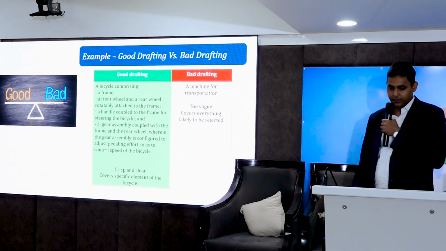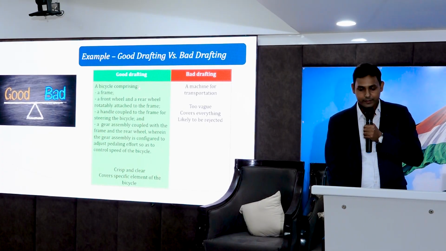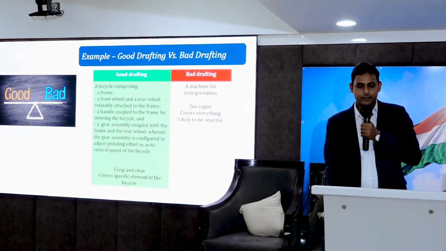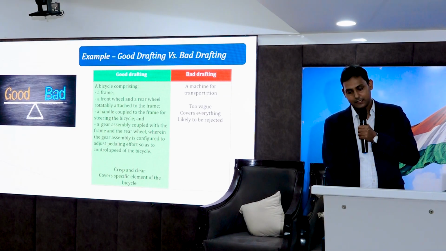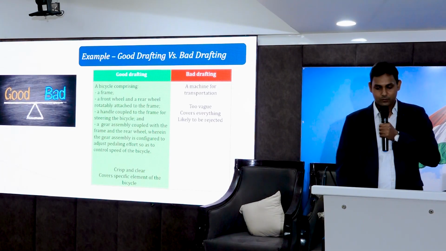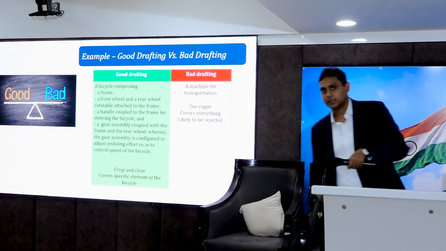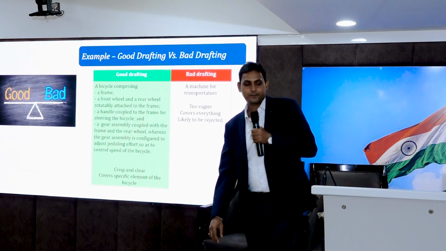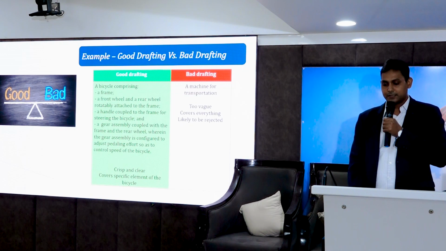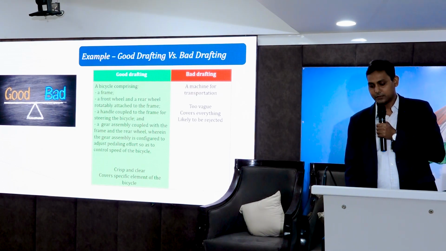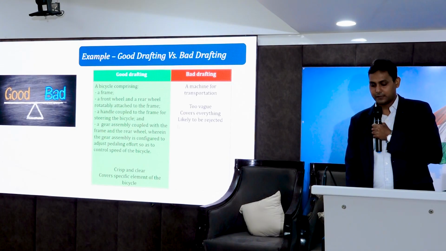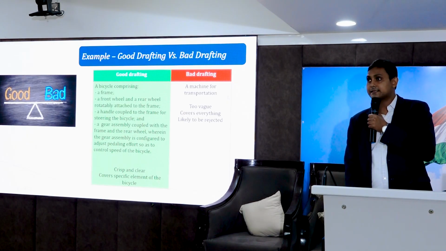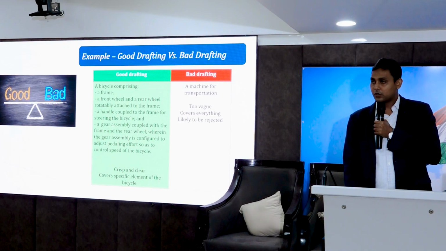So here again, I have given an example of what is good drafting and what is bad drafting. At first, I am discussing the bad drafting. Here we have just written "a machine for transportation." In bad drafting, see, "a machine for transportation." This is too long, and it covers everything, and it is likely to be rejected because you have just written a single sentence in your independent claim. So that is not desirable.